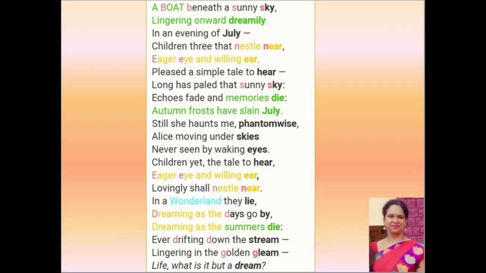Here in the poem, alliteration is marked with pink letters. In the first line, B of boat, B of beneath is alliteration. Sunny sky, SS. Fourth line, nestle near, NN. Sunny sky again, SS. Eager eye, EE. Dreaming days, DD. Drifting down, DD. Golden gleam, GG. These are all alliteration. Words that begin with the same consonant sound is alliteration.